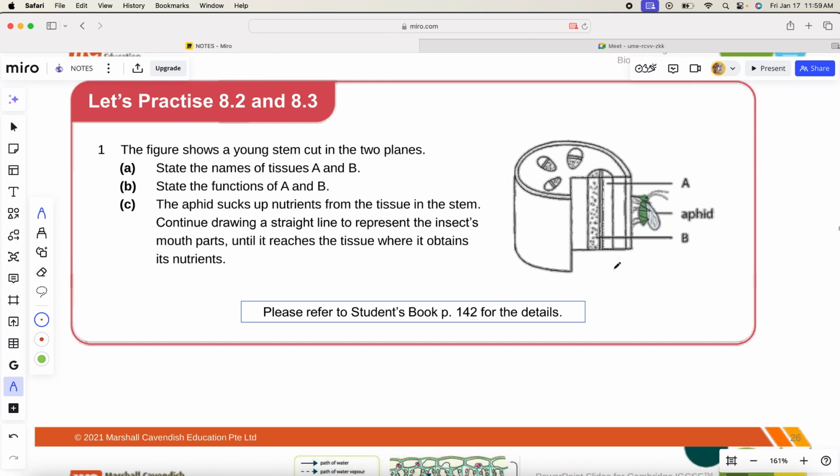Okay, state the function of A and B. You already know the function of xylem: transport water from the root cells to the leaves of the plant, while phloem transports sucrose and amino acids from the source to the point of storage or to every other cell of the plant through the phloem tube. Okay, so you should be able to do that.